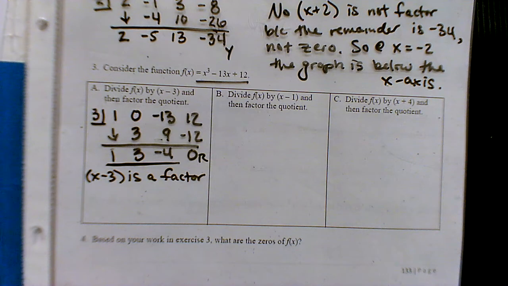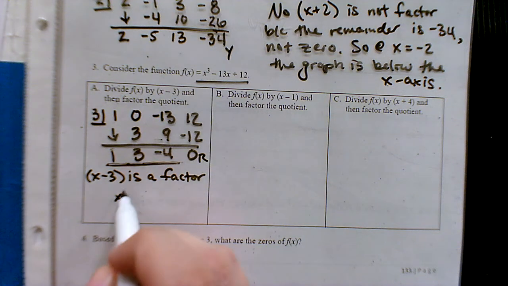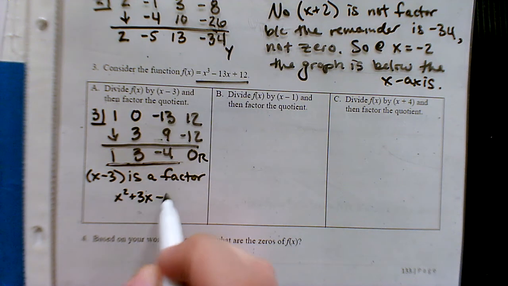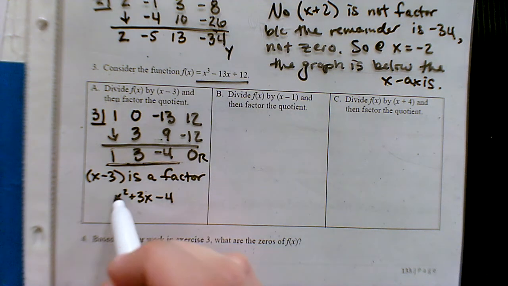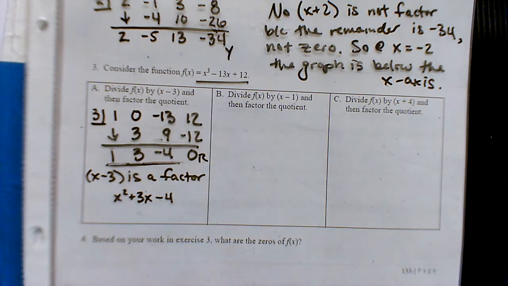So this quotient piece right here could take us a little bit further. Maybe we can figure out the other factors and therefore the other x-intercepts. So if these are your quotient coefficients, what would the quotient look like with the x's put back into it? Plus 3x minus 4, okay? So not only does x minus 3 go in evenly, but so does this quotient. Just like 2 goes in evenly to 8, 4 goes in evenly into 8, okay?